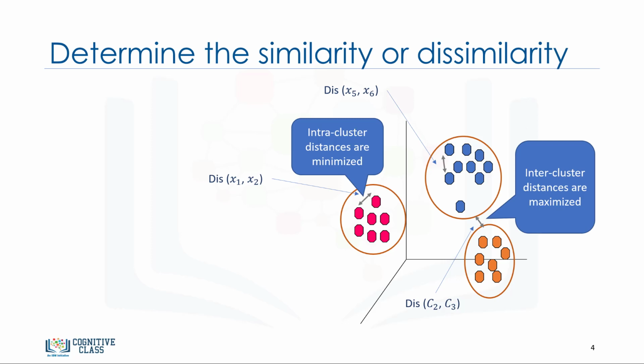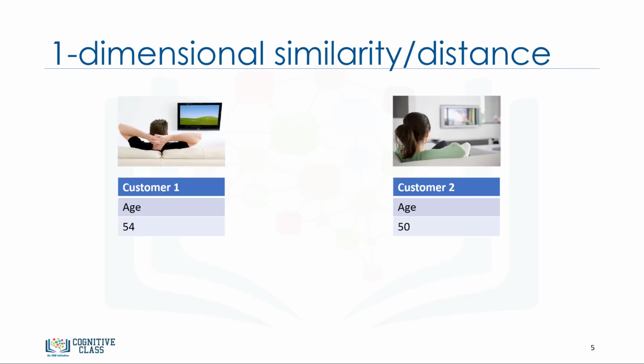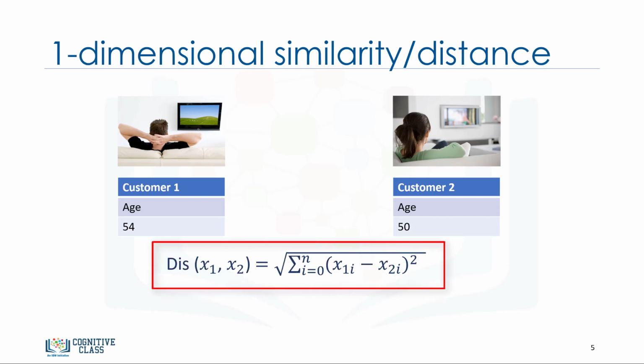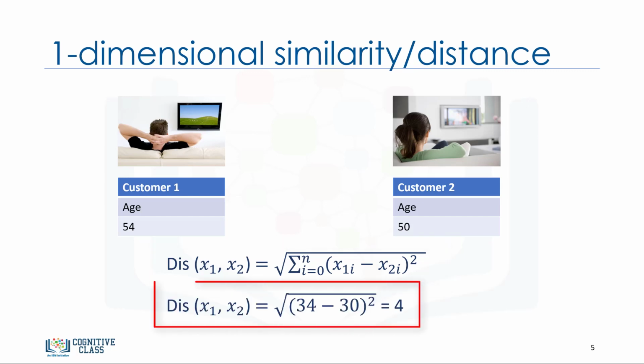Now, the question is, how can we calculate the dissimilarity or distance of two cases, such as two customers? Assume that we have two customers. We'll call them customer 1 and 2. Let's also assume that we have only one feature for each of these two customers, and that feature is age. We can easily use a specific type of Minkowski distance to calculate the distance of these two customers. Indeed, it is the Euclidean distance. Distance of x1 from x2 is the root of (34 minus 30) to the power of 2, which is 4.